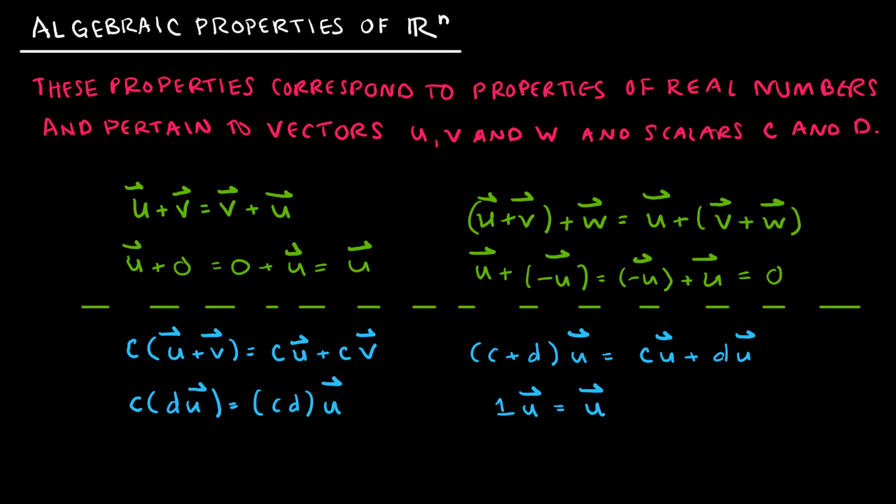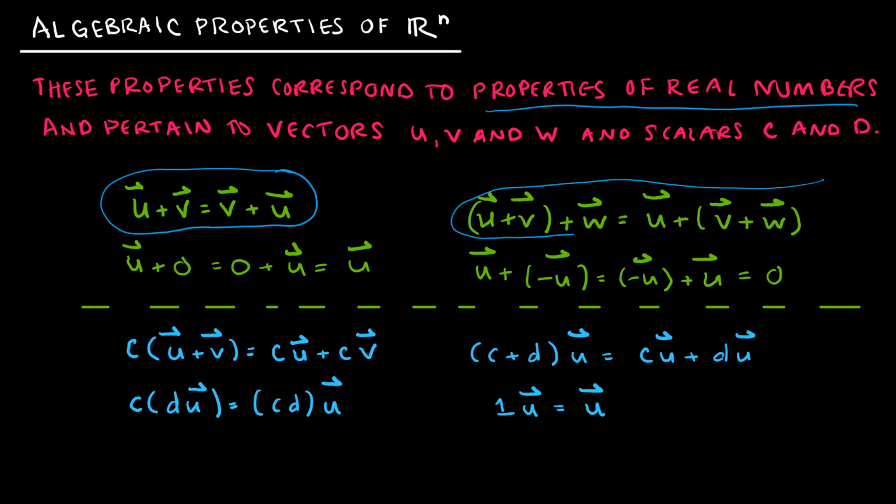There are some algebraic properties you'll want to be aware of, but none of these should come as a shock to you because they're all very straightforward and they're just the properties of real numbers that we're already familiar with. For instance, this first property, I bet you can guess, is the commutative property. It's essentially saying I can add vectors in either order and the result will be the same. This is the associative property. I can group vectors differently and the result will still be the same.